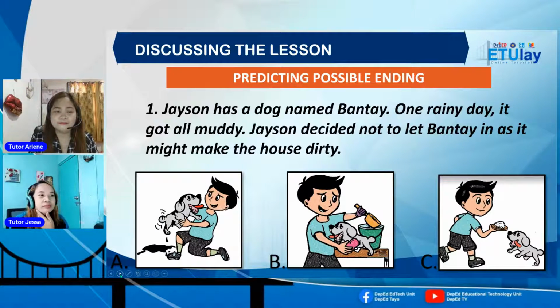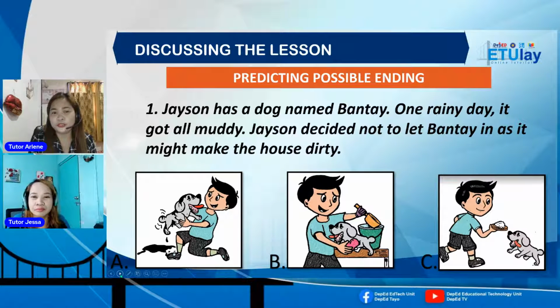Okay, syempre, ano nga bang gagawin natin so that we can let Bantay in our house? Syempre, paliliguan natin si Bantay because muddy nga si Bantay. Okay, punong-puno ng putik si Bantay. So that is letter B. Yes, he takes a bath, or he bathes the dog. Okay, tama ba 'yun, Tutor Arlene? Yes, for number one, very good, letter B.